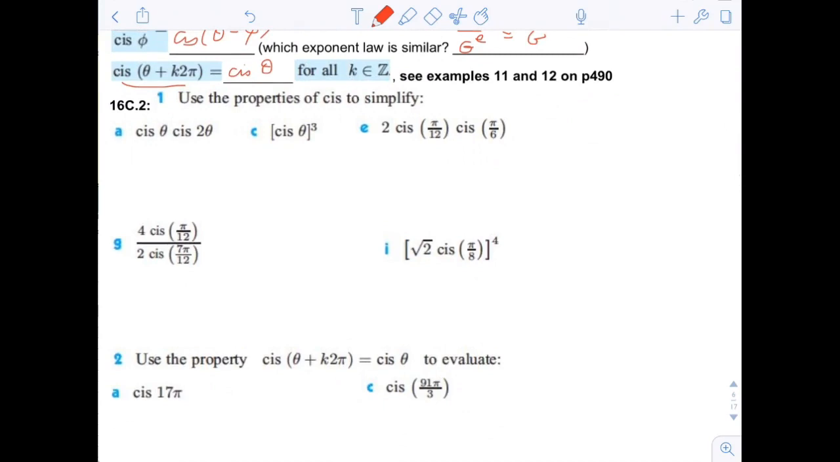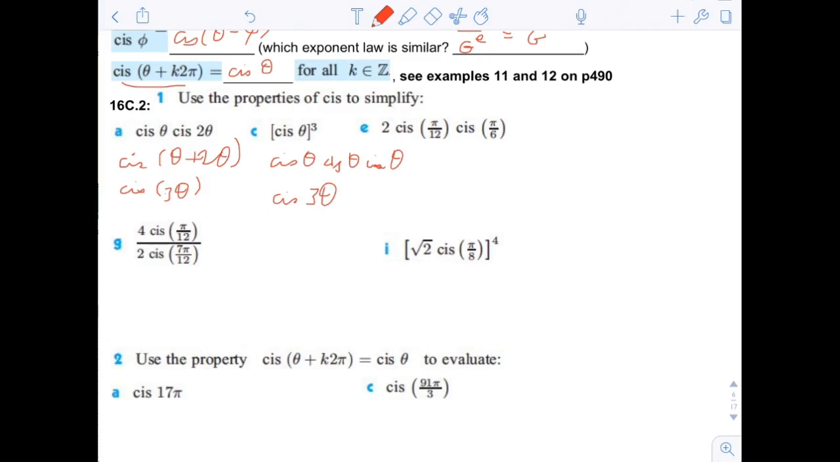Use the properties of cis to simplify cis theta times cis 2 theta. Remember, if you multiply two cis's together, all you do is add the arguments. So in this case, cis 3 theta would be the simplified version. For C, we have cis theta cubed. That would be cis theta times cis theta times cis theta, which is just equal to cis 3 theta because I just added all the thetas together.